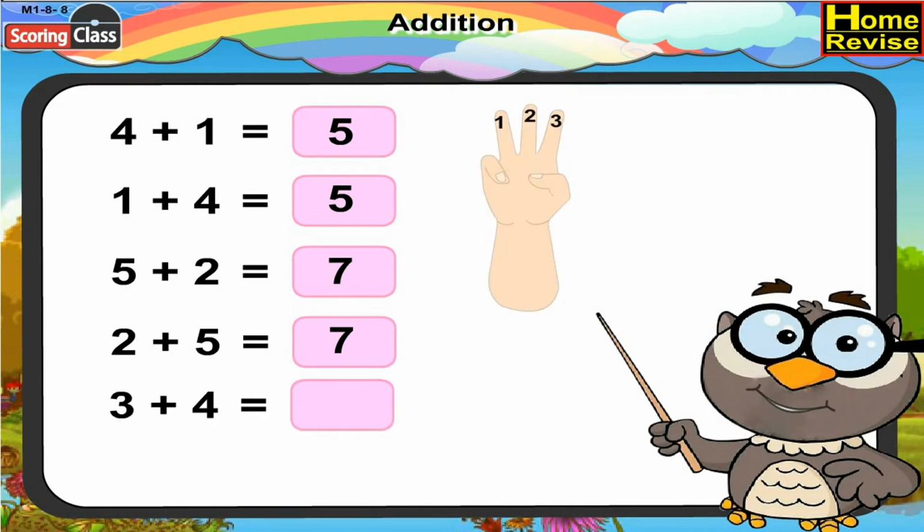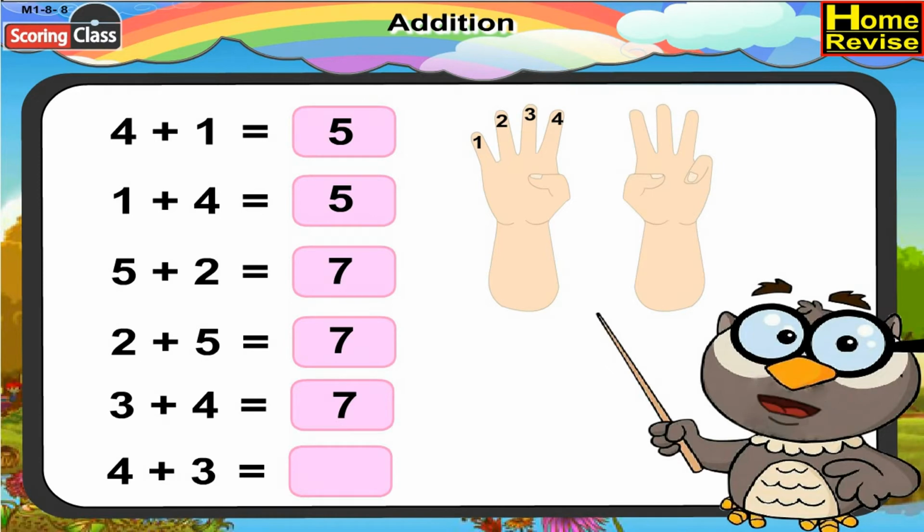Now 3 plus 4 equals 4, 5, 6, 7. So 3 plus 4 equals 7. How about 4 plus 3? 5, 6, 7. 4 plus 3 equals 7 as well.